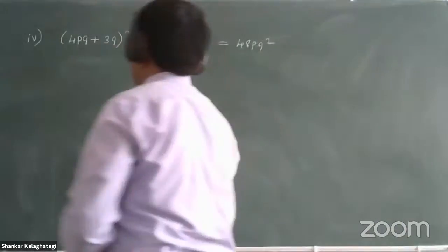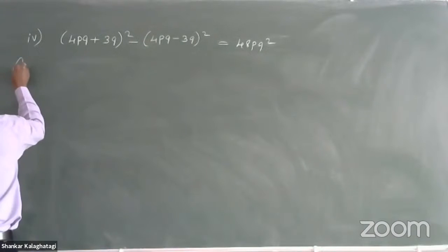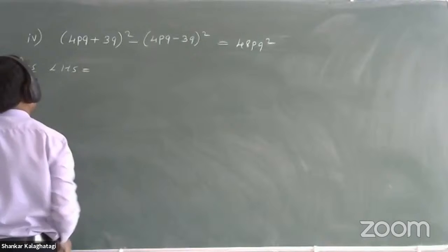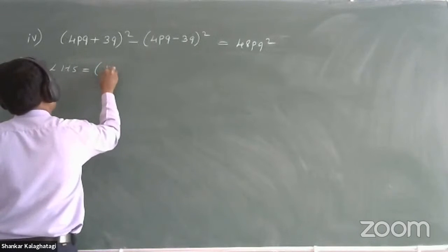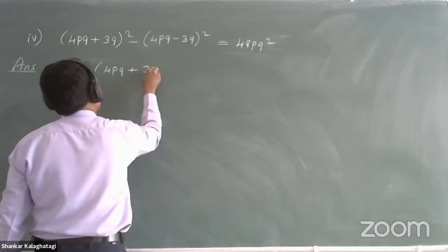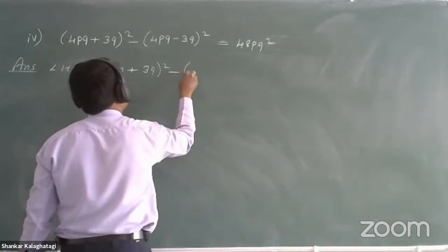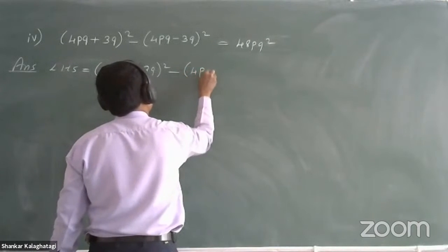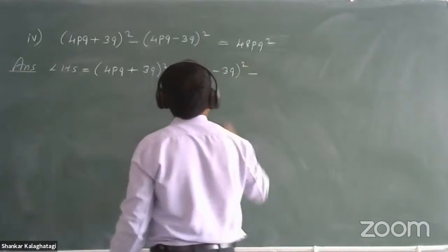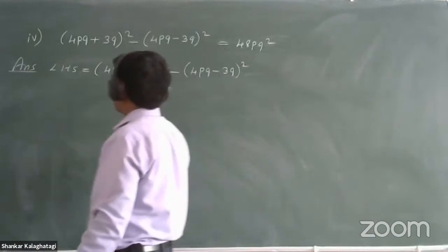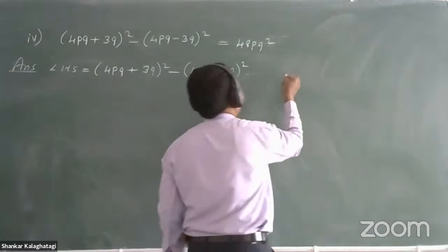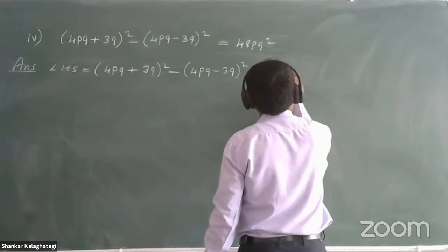Yes, sir. Tell the answer. Sir, LHS equals bracket 4PQ plus 3Q whole square minus bracket 4PQ minus 3Q whole square. This is LHS. Sir, using identity first. Using the identity, this side we shall write.